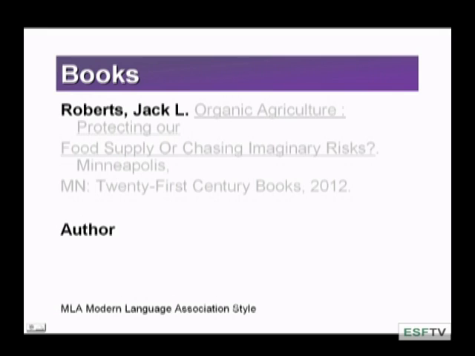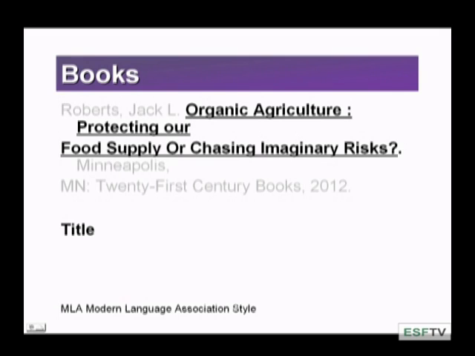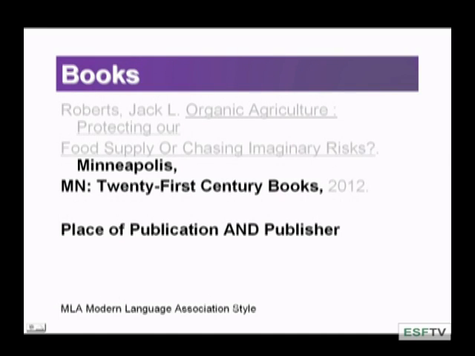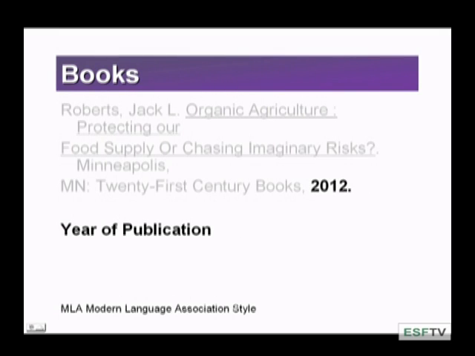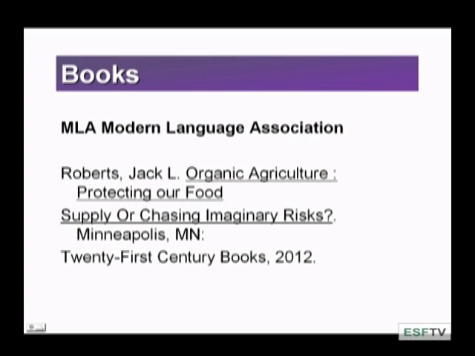So first off, you need to know your author or your authors. Then you'll need to cite your title of your book. And you'll notice in MLA style, they're underlining the title. Then you need to know your place of publication and your publisher. And finally, your year of publication. And there is your citation. Your author, title, place of publication, publisher, and year for that book.